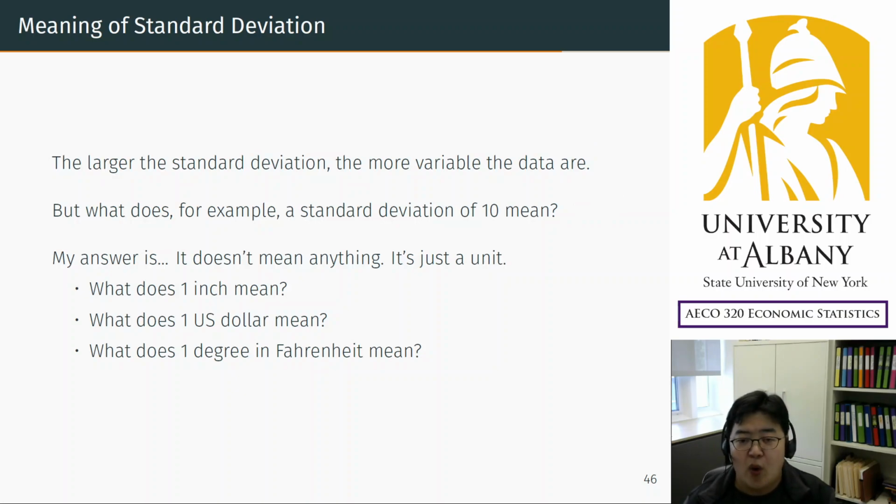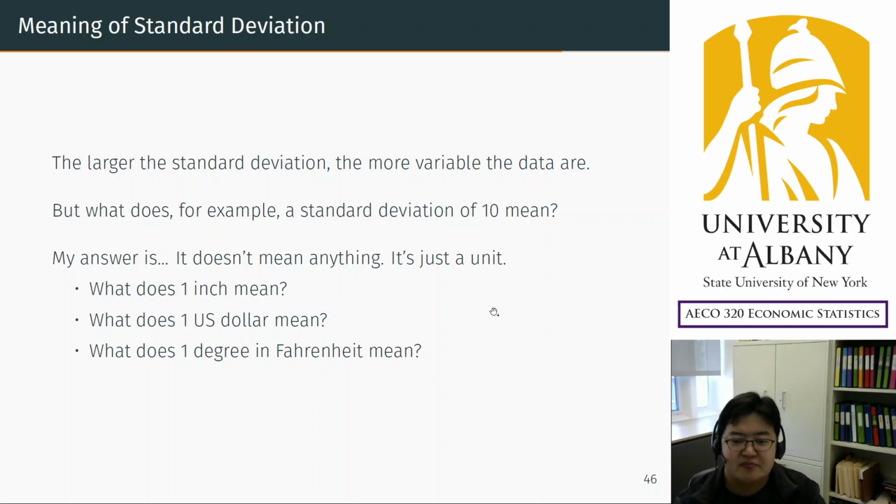But what does a specific number mean? For example, if you find the standard deviation was 10 for a specific data set, what does it mean? So the standard deviation is 10. Then what is it? My answer is there is no meaning. It's more like a unit. It's a unit rather than something else.